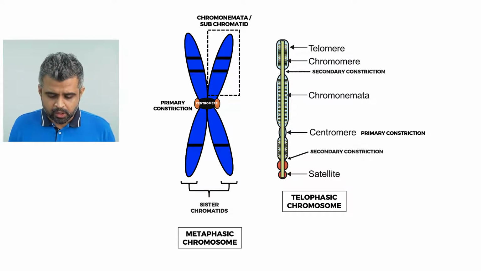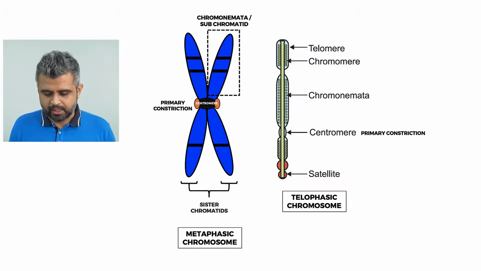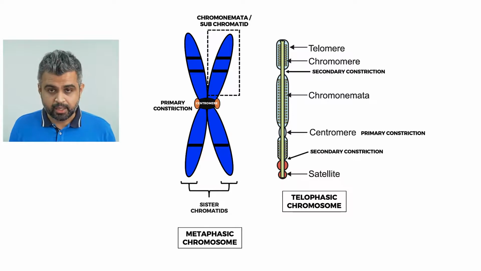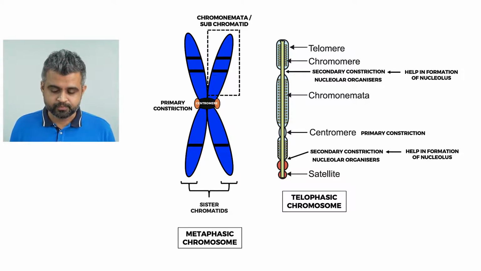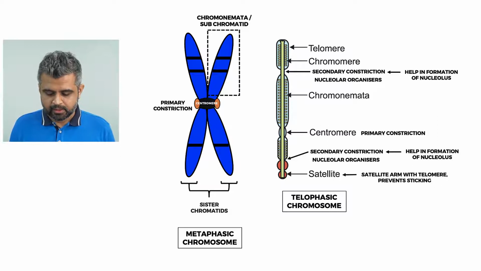Now, here you can see that there are secondary constructions, and secondary constructions can sometimes also be called nucleolar organizers. And why are they called nucleolar organizers? Because they help in the formation of the nucleolus. Okay. Next, beyond the secondary constriction, you may sometimes also see a structure called a satellite.